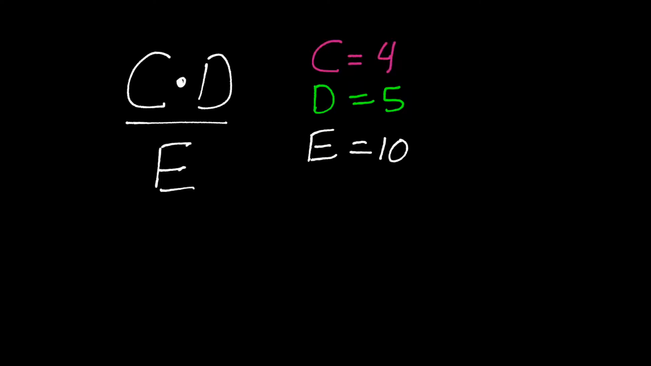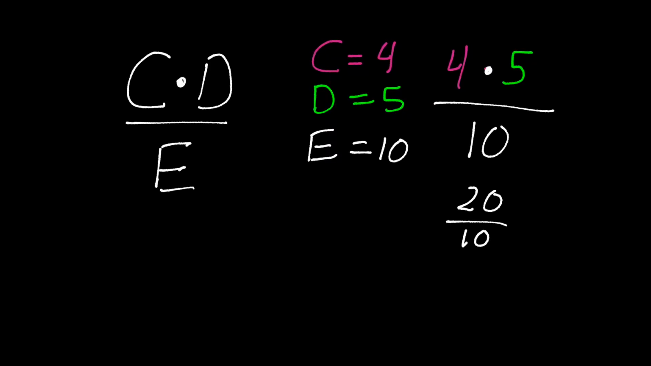So c is 4, so I have 4 times d, which is 5. I'm trying to color code it here, divided by e, which is 10. And we can go about solving this. What's 4 times 5? Well, that's 20. And what's 20 divided by 10? That's 2. So there we have it.